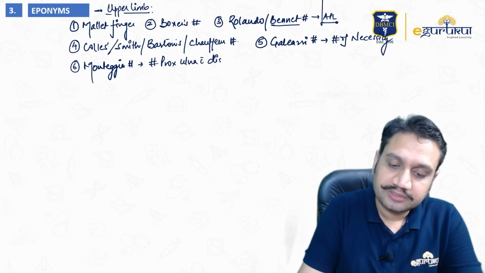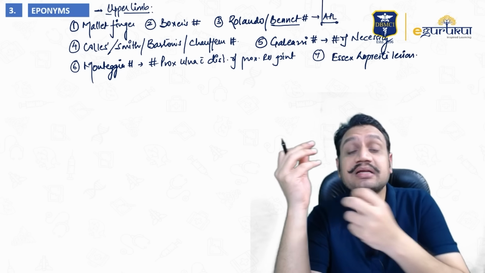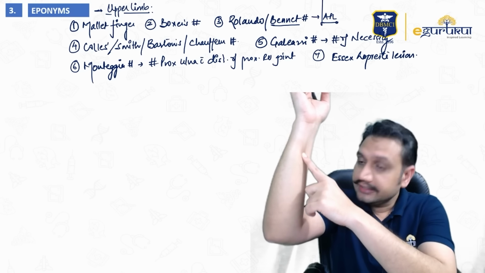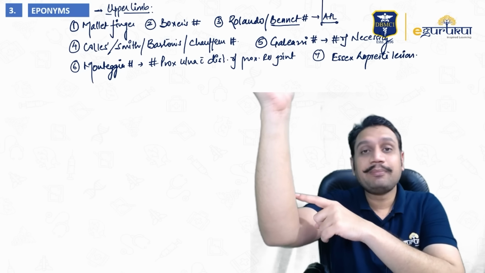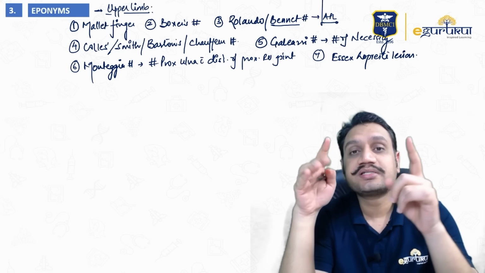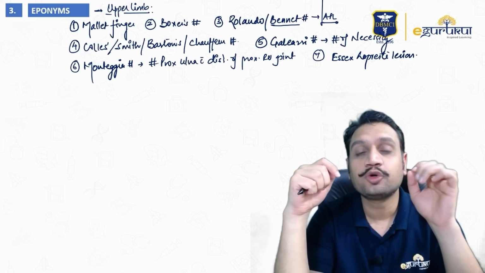Then when you move up in the forearm, we have one very fancy name for a fracture, which is known as Essex Lopresti lesion. Now what's that Essex Lopresti lesion? It means injury to the distal ulna which gets subluxated, injury to the whole interosseous membrane, and then it goes up and hits the radial head. So three structures getting injured together, that's what you call an Essex Lopresti lesion.